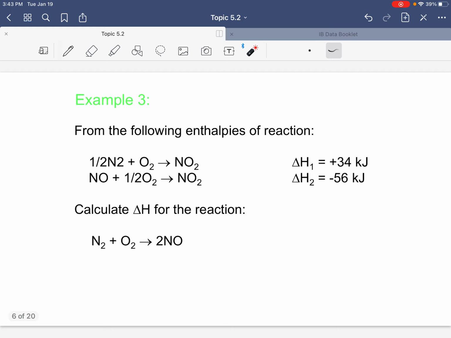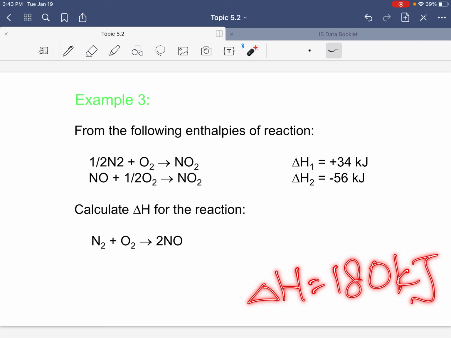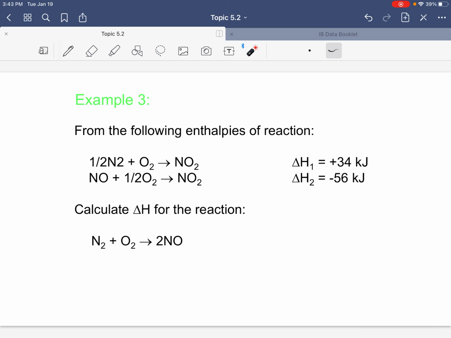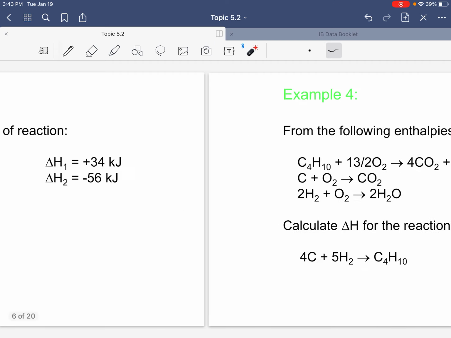All right, this one is interesting. Not only do you have to flip one of them, but you also have to flip it and multiply. Yeah, I wonder which one. I'm going to tell you right now that you're going to figure this out on your own. I'm going to give you the answer though, that way I don't leave you hanging. I can tell you right now that delta H for this is 180 kilojoules. You tell me how.